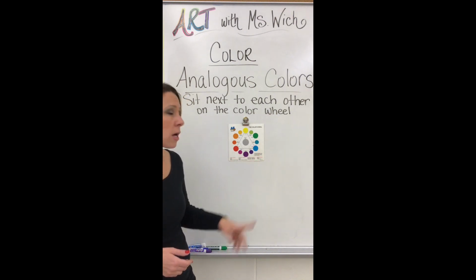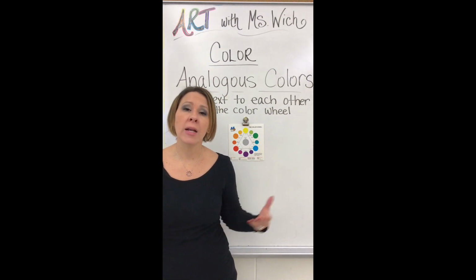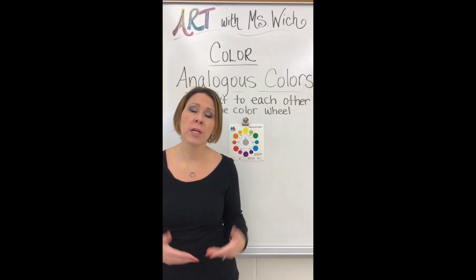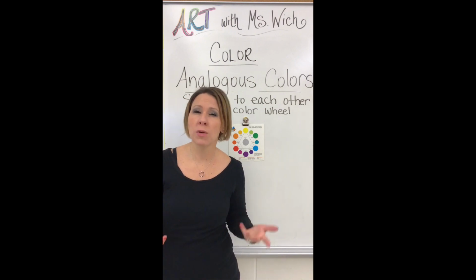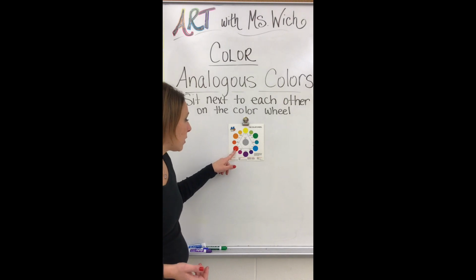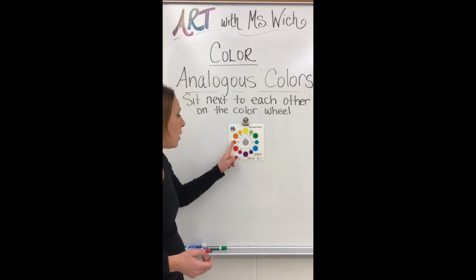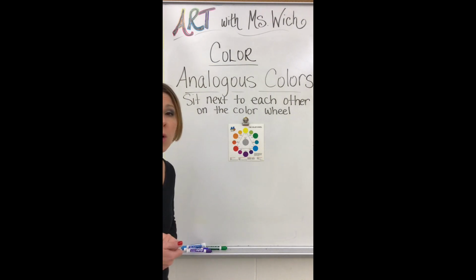So analogous colors, again, have that primary color in common, and they all kind of blend together. They look nice. It's a nice, harmonious, unified group. Finally, if I had red, my analogous colors can be red, red-violet, violet, and blue-violet, or I can have red, red-orange, orange, and yellow-orange.